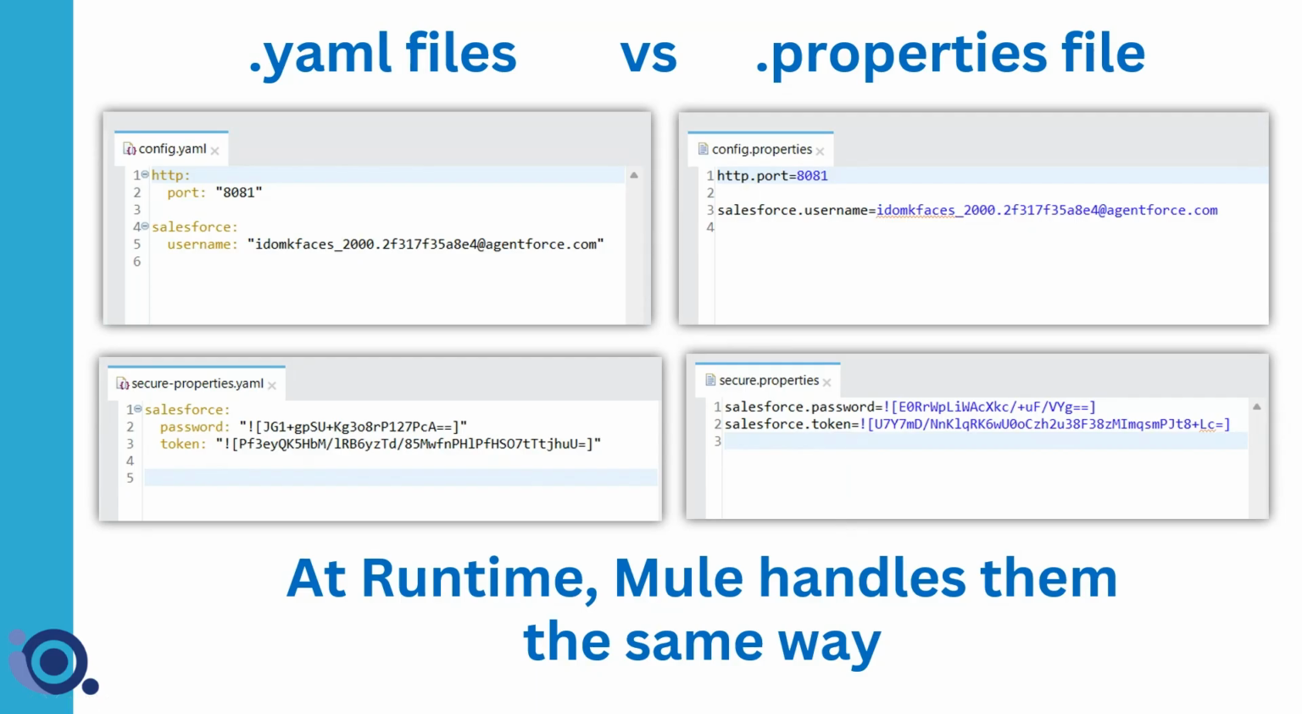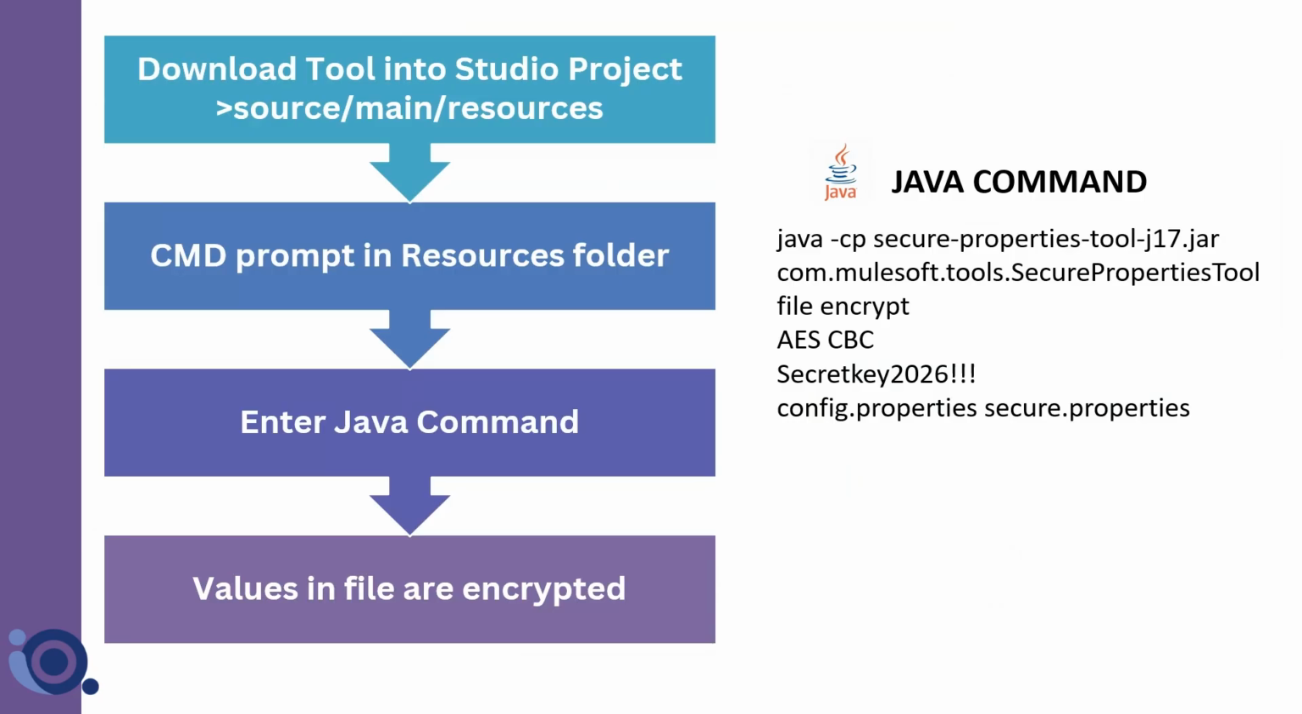Okay. So then we're going to come over here. And so I'm telling you what we're going to do, and then we'll get hands on keyboard. So then we're going to also use the Java command. This time is going to be using the AES. We're going to use a longer secret key. It is 16 characters. And we're going to take the config.properties file, and we're going to have it create a secure.properties file.